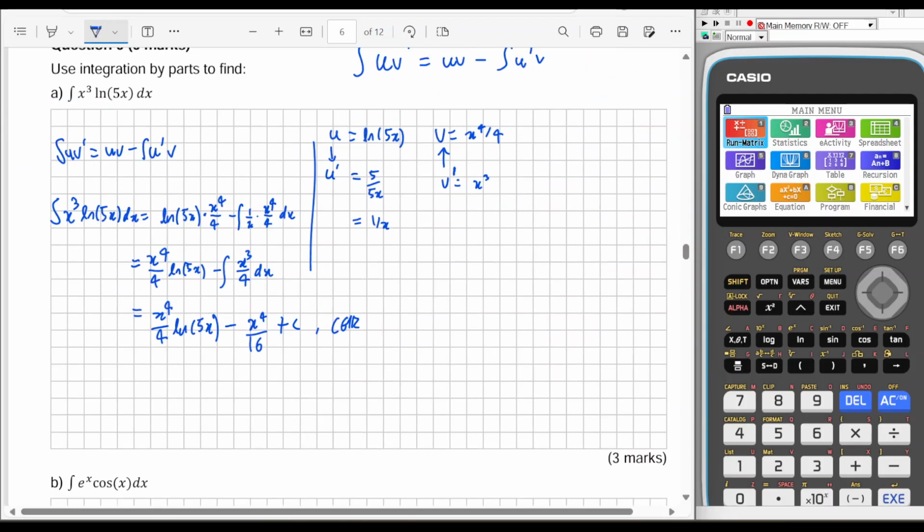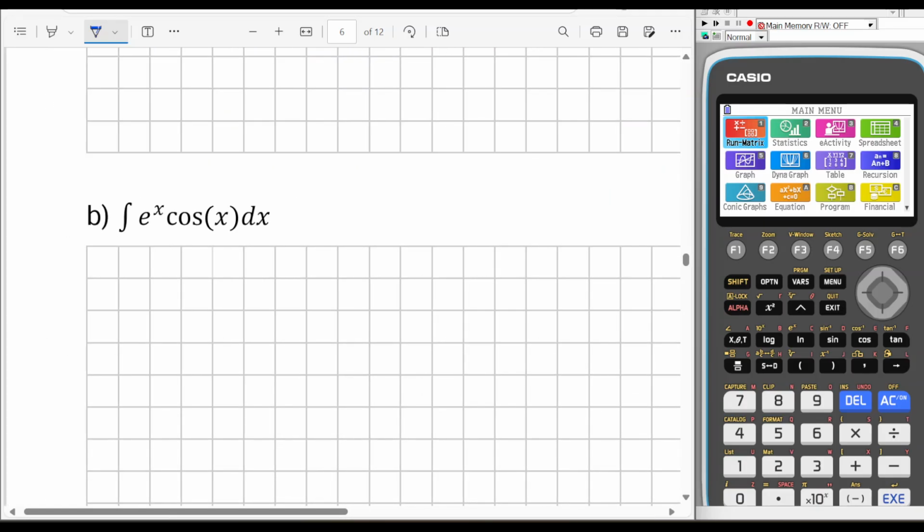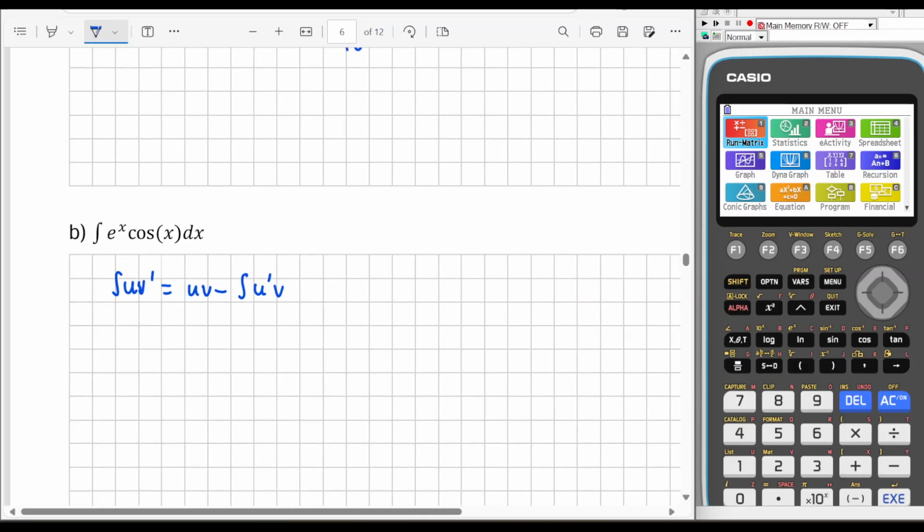Cool, all right. Next one, e to the x cos x. Now this is a very pesky integration by parts. I'll start out with the formula. The integral of uv dash is uv, take the integral of u dash v. We need to figure out what u and v dash are. In this case, it actually doesn't really matter. So I'm going to set v dash as cos x, and that would tell us that v is sine x. U is e to the x, and so u dash is e to the x.